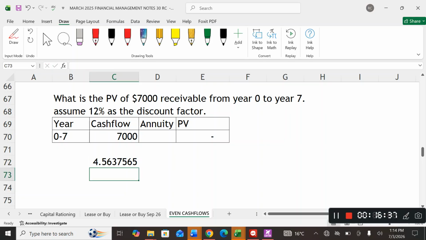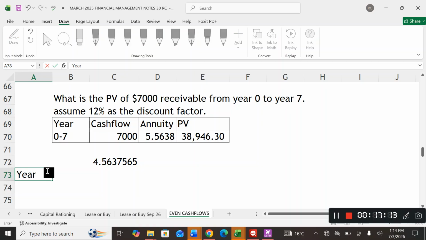I have this as the annuity factor for year 7, but in this annuity factor we haven't included the discount factor for year 0. What am I going to do? I take this and I add 1. So my annuity factor is 5.5638. When I multiply, I get this. This is how we calculate the annuity factor for the present value of a cash flow that we receive from year 0 to year 7.